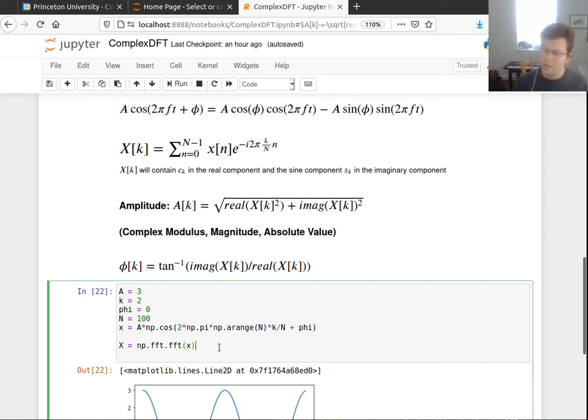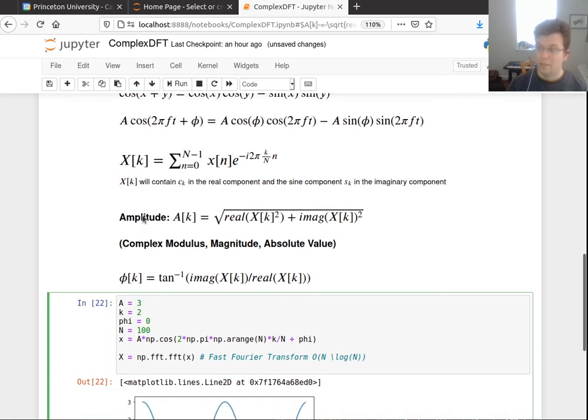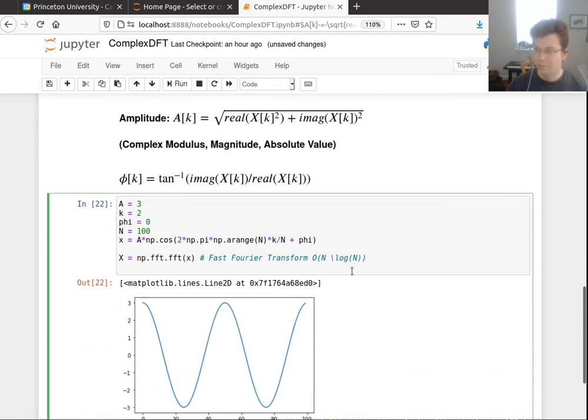But this is going to run an algorithm called the fast Fourier transform, which takes O of n log n time. What that means is the naive definition would actually do this sum over n samples for all n frequencies. That would be n squared operations, but there's a faster algorithm that computers call the fast Fourier transform that takes n log n, way faster. Okay, so we got that.